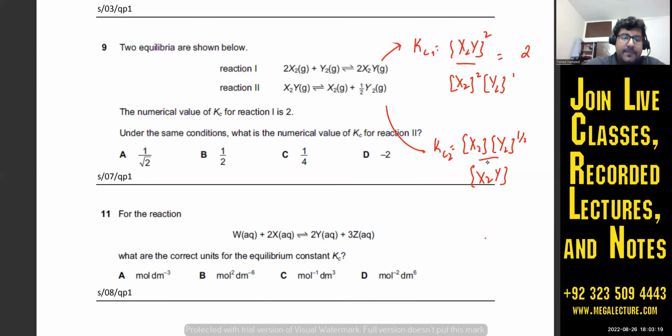So the answer will be A. If I want to convert the first one into the second one, the relationship between the expressions is it's reciprocal, and then it's also underrooted. So 1/2 and then under root as well. So you're going to get this expression. So these two expressions had this relationship, and that's why Kc2 will be 1/2 under root. Is this example clear? Is this clear?